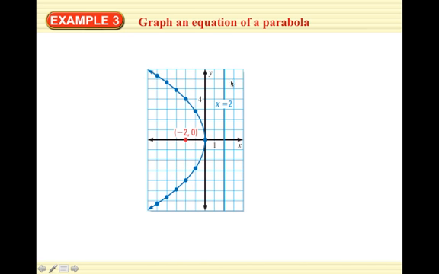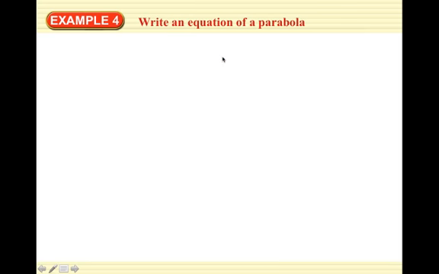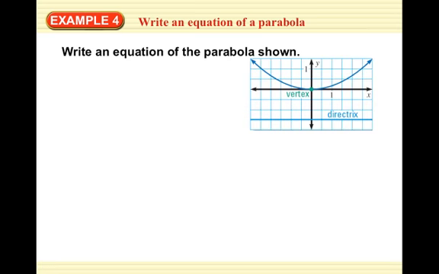Okay. Our last example, we're going to write an equation of the parabola shown. Looking at it, I can tell this is a vertical parabola because it opens up. I also know p is going to be greater than 0 because it opens up. If it opens down, then p is less than 0. So when you have a vertical parabola, positive p means it opens up, negative p means it opens down. When you have a horizontal parabola, positive p means it opens to the right. Negative p means it opens to the left. Okay, so let's write this equation.